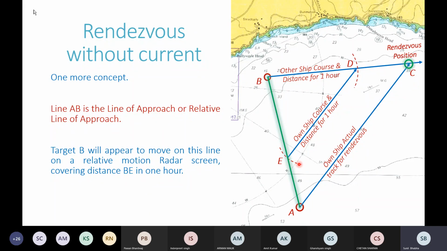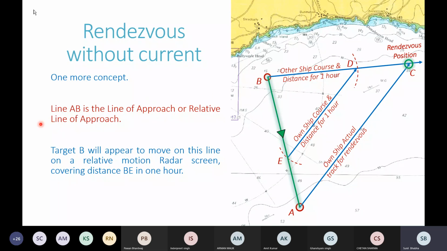Till now, what we have done is that the line of approach was known to us. If you want to make a rendezvous, the line of approach has to be passing from our position, so that the target has to approach towards our position. That's why we joined B with A. But in a different scenario, if you have other ship's course and speed, and you have own ship's course and speed, you can easily find out what will be the line of approach on which the other ship is moving.